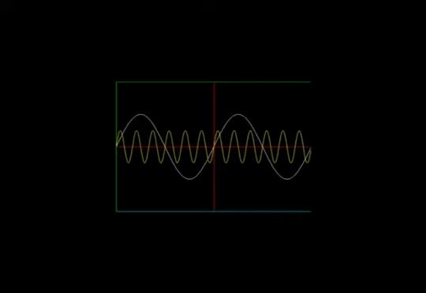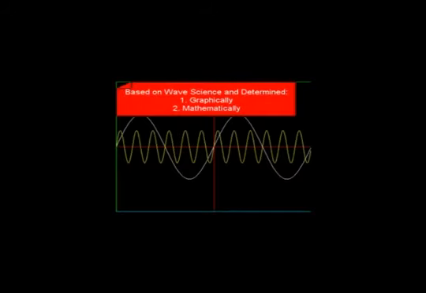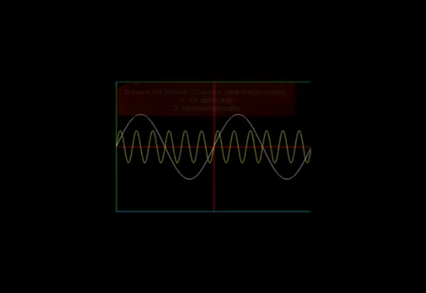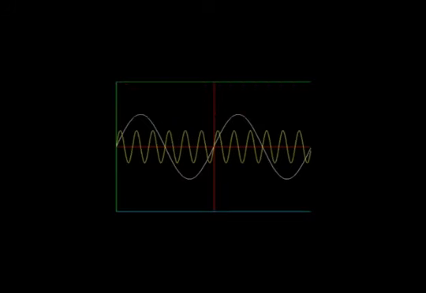Because it's scientifically based, there are two approaches to that, graphically and mathematically. And we're going to focus on the graphical method first because that's, well, first off, the easiest to comprehend. And it goes well with the visual demonstration we're going to have to establish the principle.